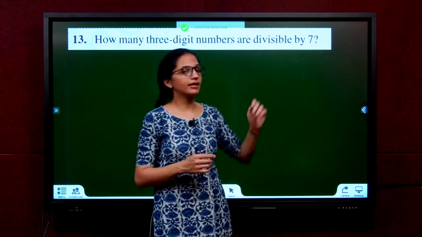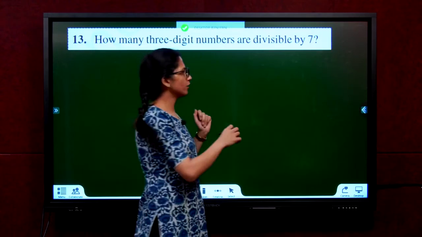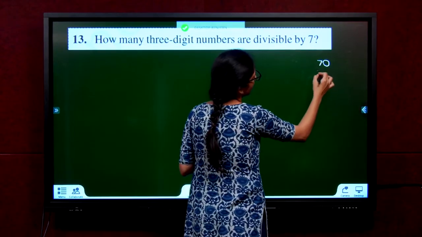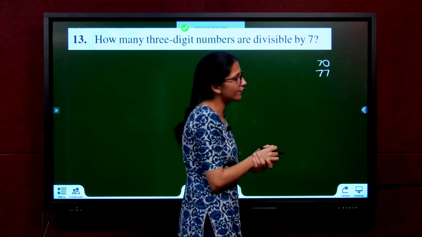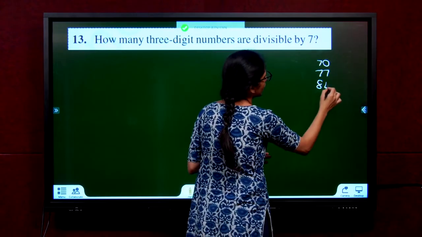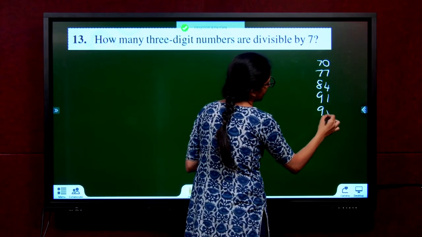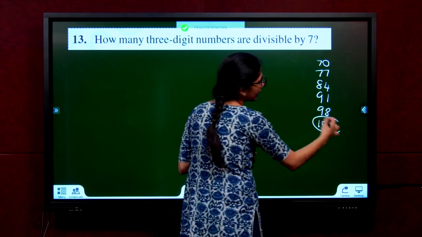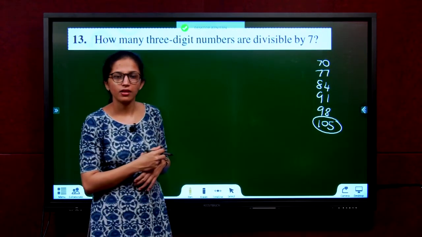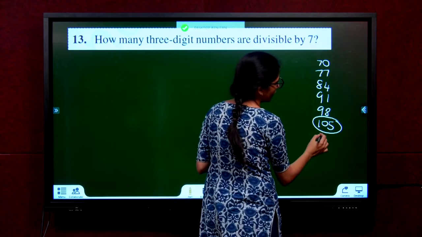But how do we find it for 7? So what will you do? You know 7 tens are 70. After 70 is 77. After 77 what do we have? 84, 91, 98, 105. Oh, I got the first 3-digit number. What will be the next one after 105? 112.